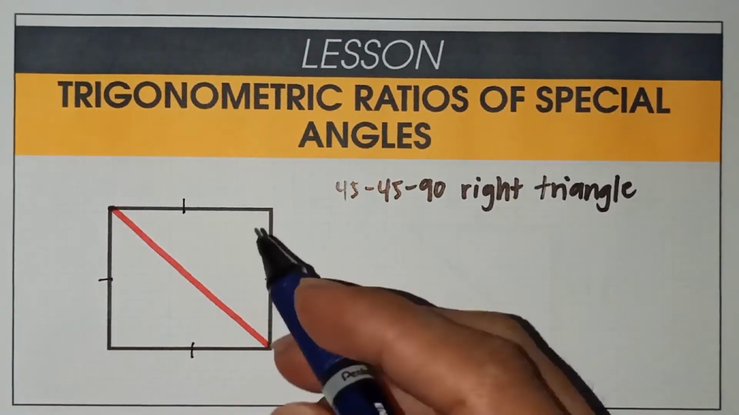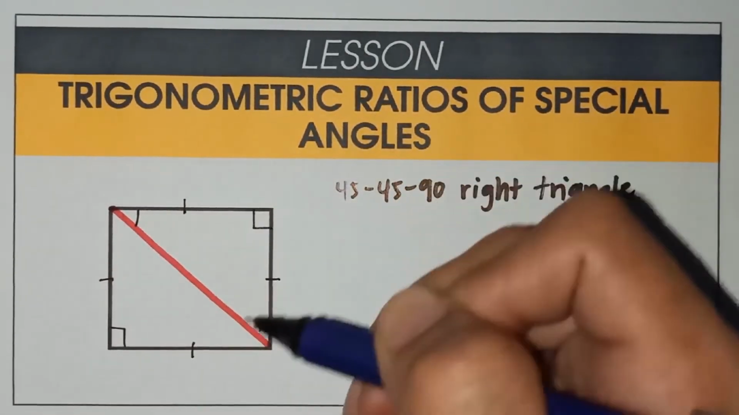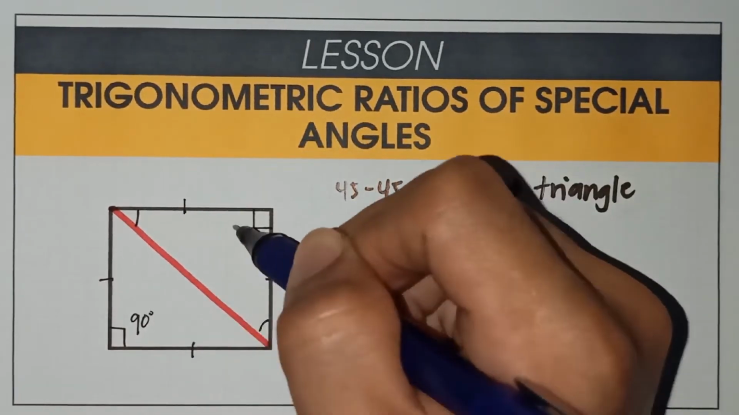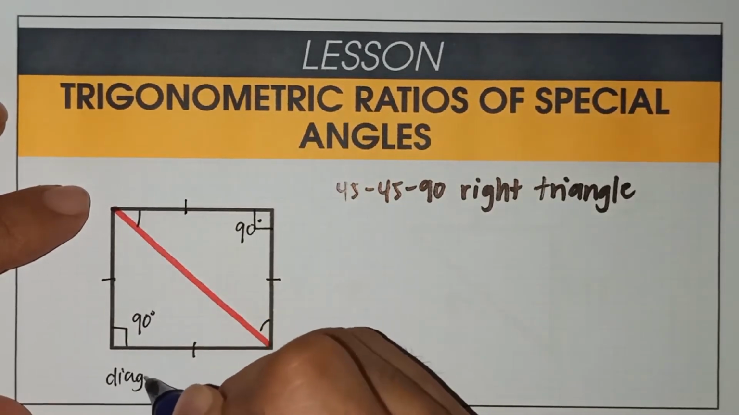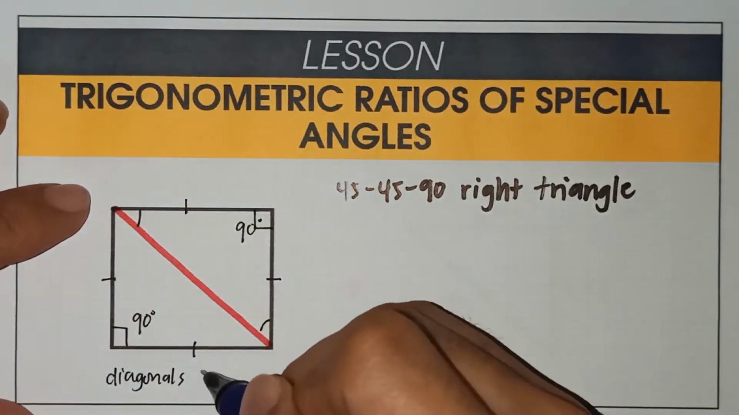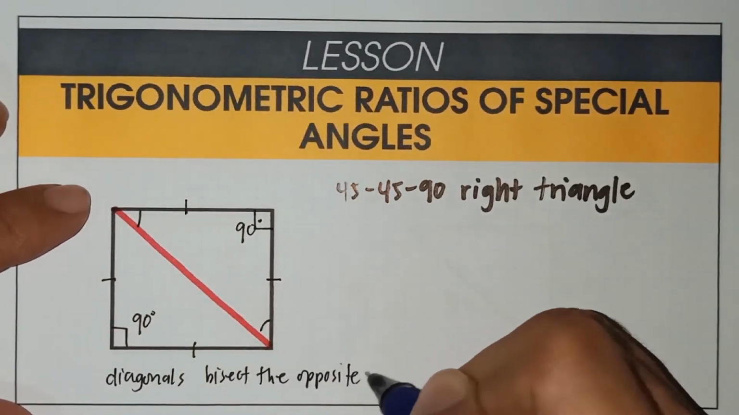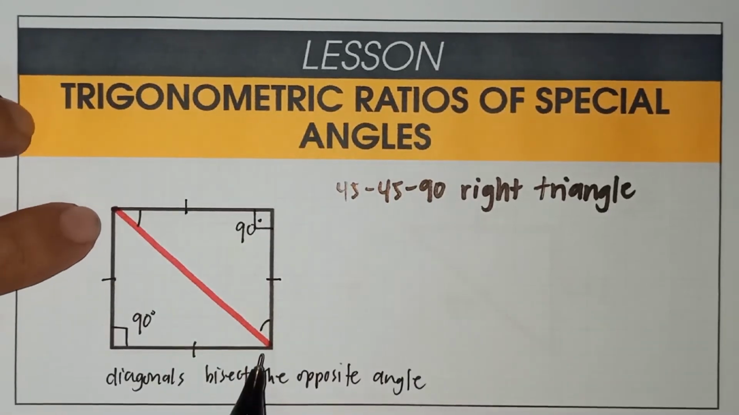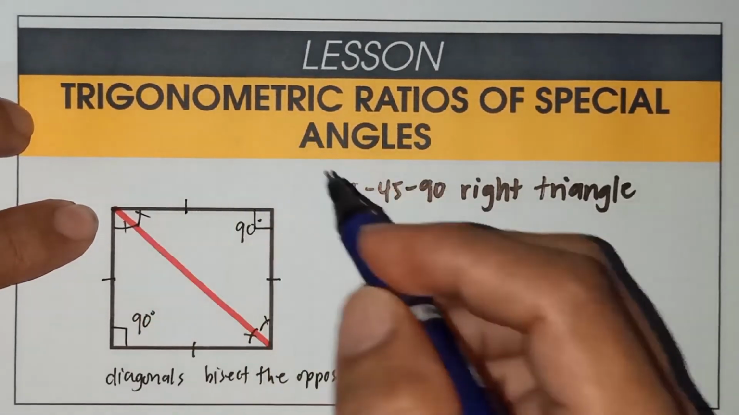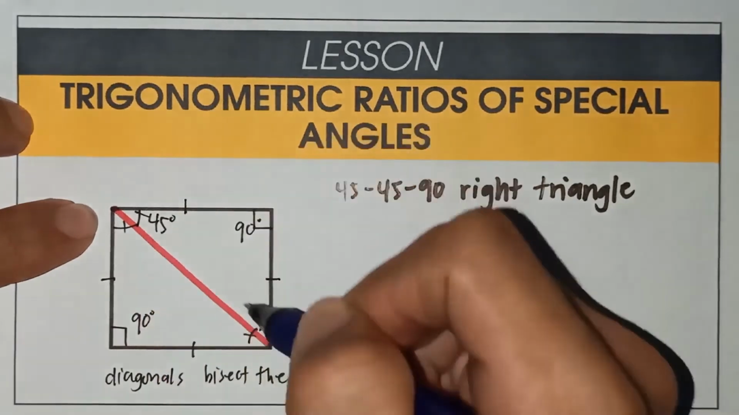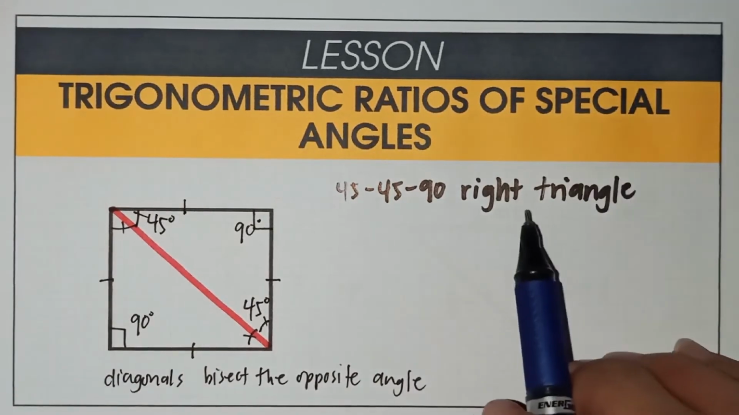And as we draw a diagonal, as a property of a square, since all given angles are right angles, which is 90 degrees, diagonals bisect the opposite angles. These are the opposite angles. Basically, they were bisected by the diagonal. So the answer here will be 45, 45. That is why we have a 45, 45, 90 right triangle.